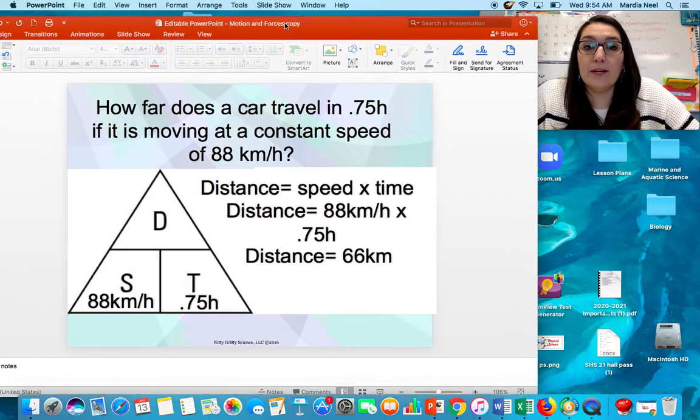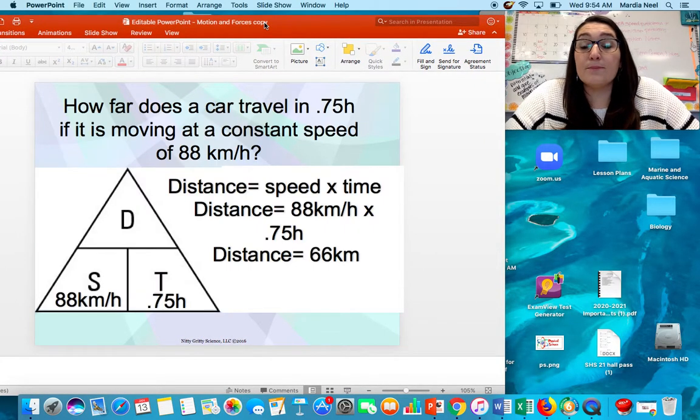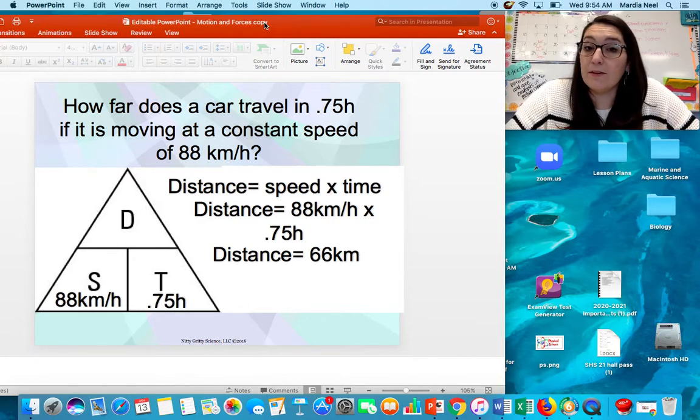That is all I have when it comes to position time graphs. The next slide, or the next lecture, is going to be on graphing motion.